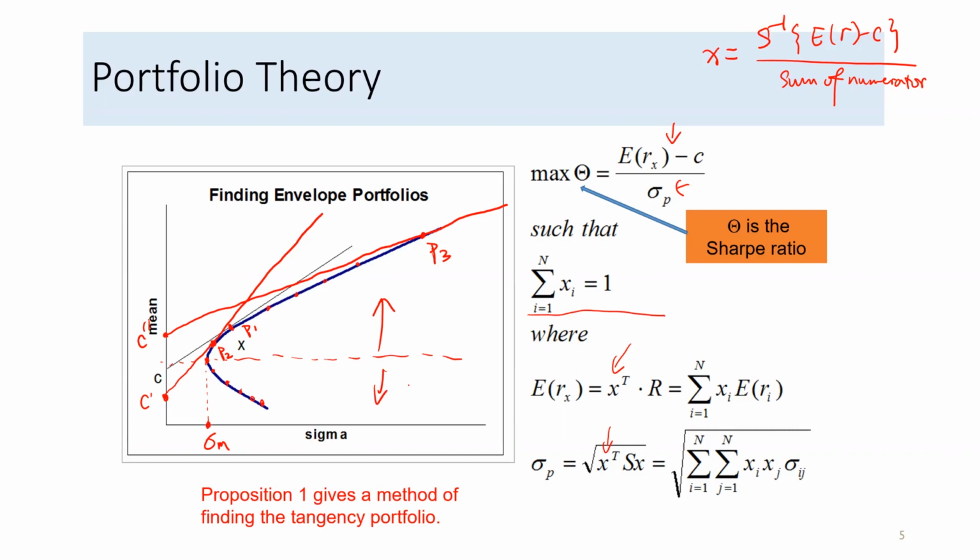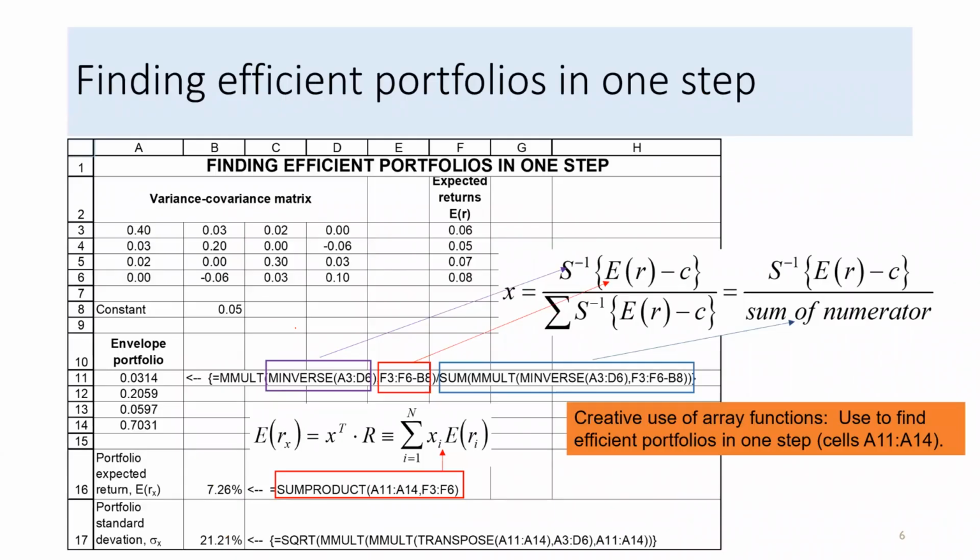So therefore, the idea is we need to change C. If we have different numbers of C, we'll get different envelope portfolios, then we'll have this shape. We can make the graph look like this. So that's for proposition 1. So let's see how to implement it in Excel.